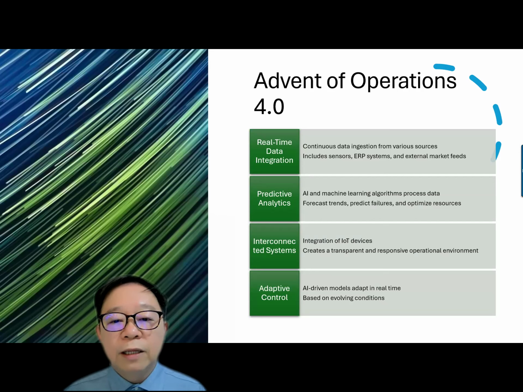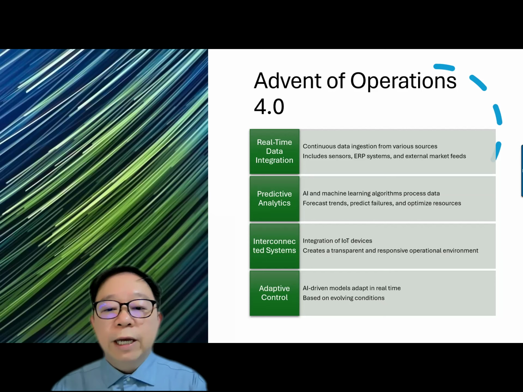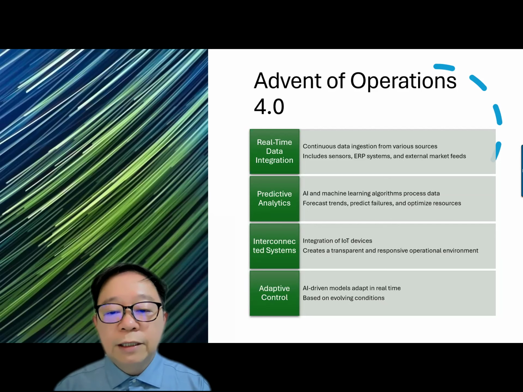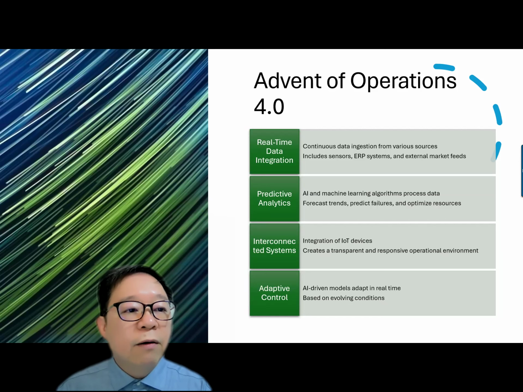real-time data integration, right? So we're able to collect the data, and then we are able to include the latest technology in sensors and AI-driven ERP. Later we talk about ERP, and of course, we are able to get a lot of data from the external market. Then we can use AI and machine learning algorithms to process data, and then we do a lot of forecasts. That is what we call predictive analysis. So with the integration of IoT, Internet of Things, we can create a very transparent, responsive operation environment. That is what we call an interconnected system.